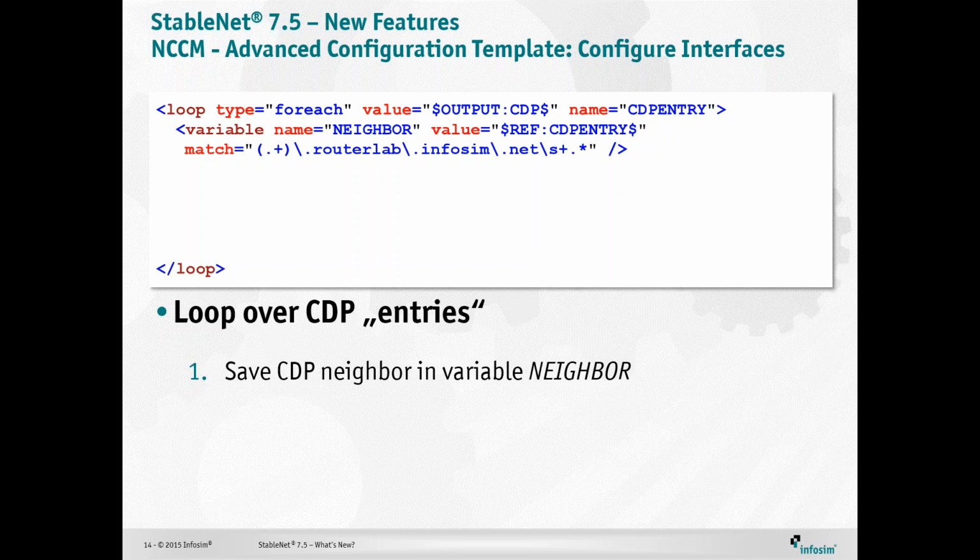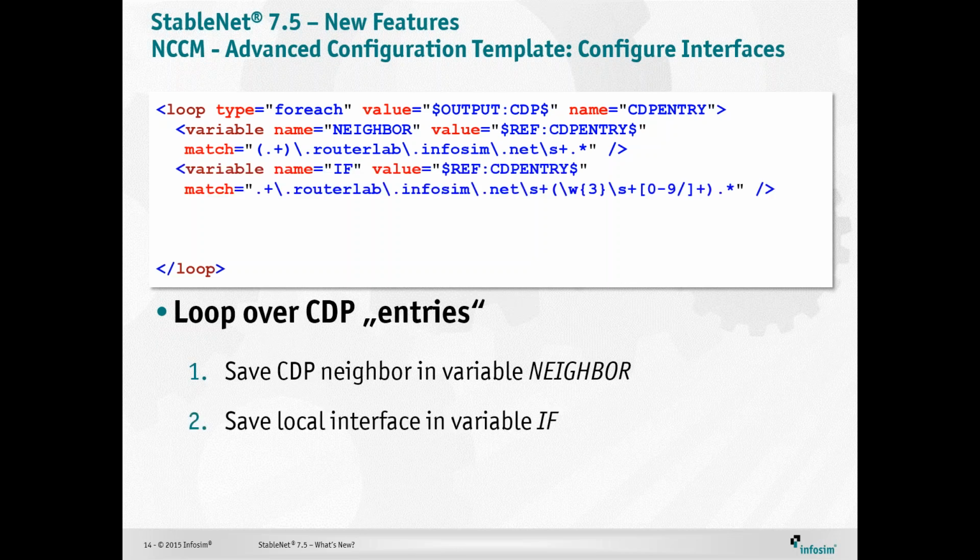Then we extract the neighbor router using our new variable command, which you can see here, and we store this information in the variable called neighbor. Then we extract the local interface name using the same principle and store it in the variable called interface, or IF.